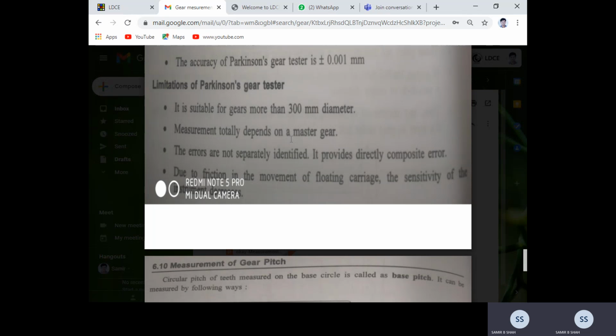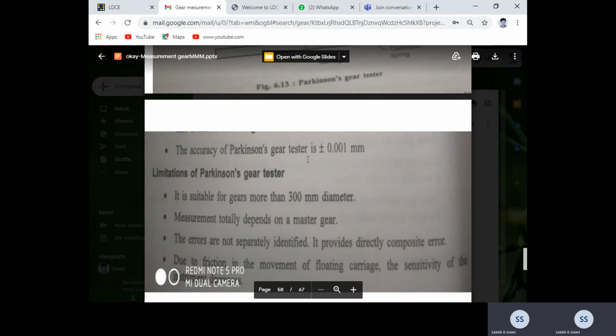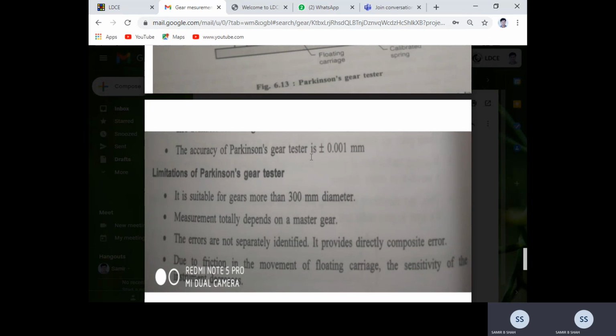The errors are not separately identified. It provides the composite error directly. Due to the friction in the movement of the floating carriage, the sensitivity of the instrument is decreased, right? So this is a limitation of the Parkinson gear tester. Now, measurement of gear pitch is very important.